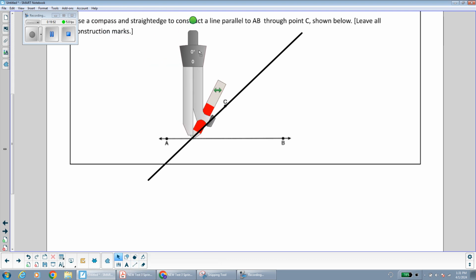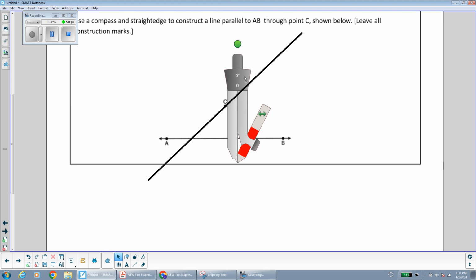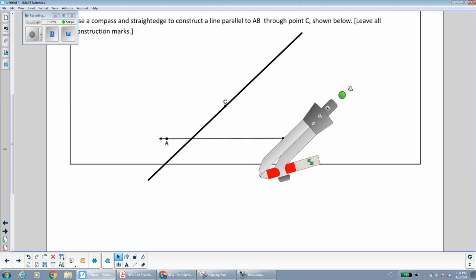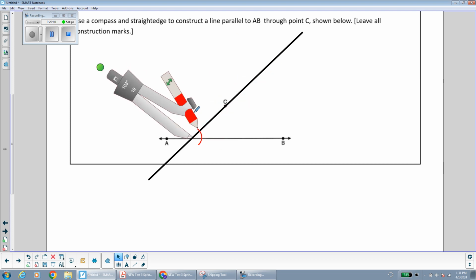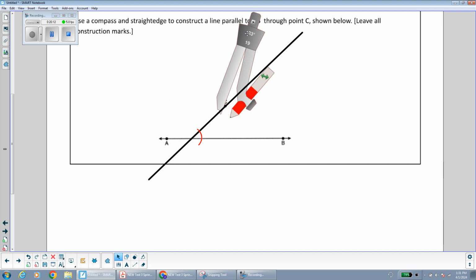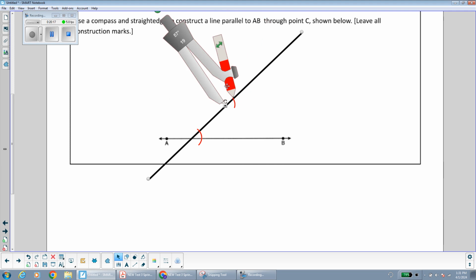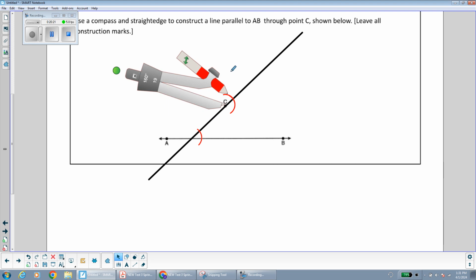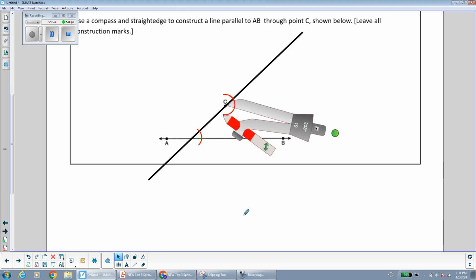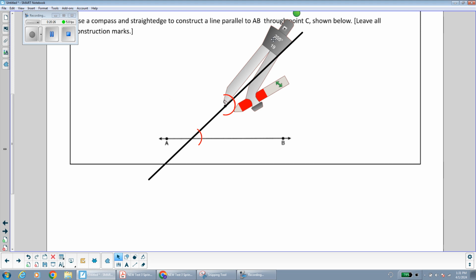Okay, so what we're going to do is we're copying this angle to where angle C is at. So the first thing I'm going to do is I'm going to put my compass on the vertex of the angle that I'm copying, just the regular copy an angle construction. It just looks a bit different. Okay, I'm going to open up any distance, it doesn't matter, and I'm going to make an arc. And then whatever distance I used, I'm going to come up to point C, and I'm going to use the same distance. And I'm just going to make sure that I extend a little bit so I don't have to remeasure later, because sometimes I don't extend my arcs long enough.